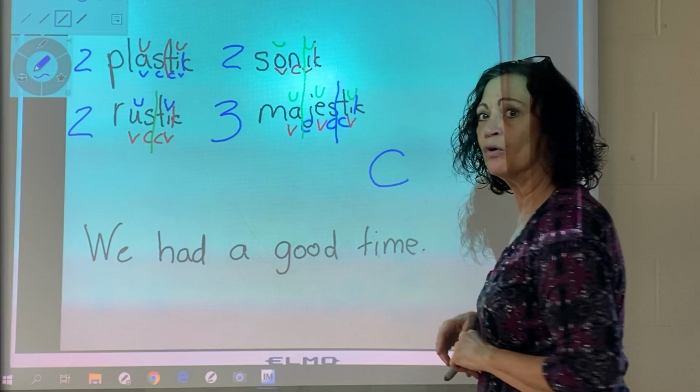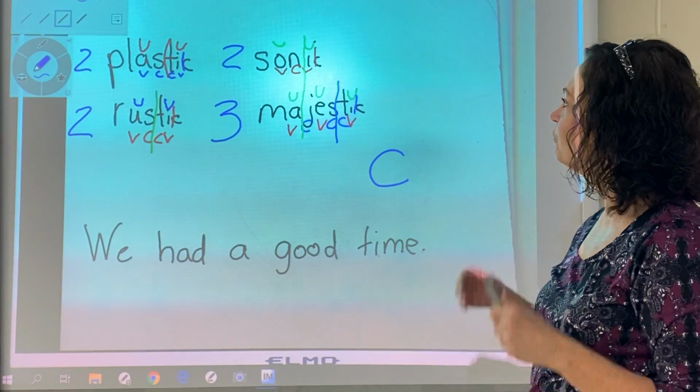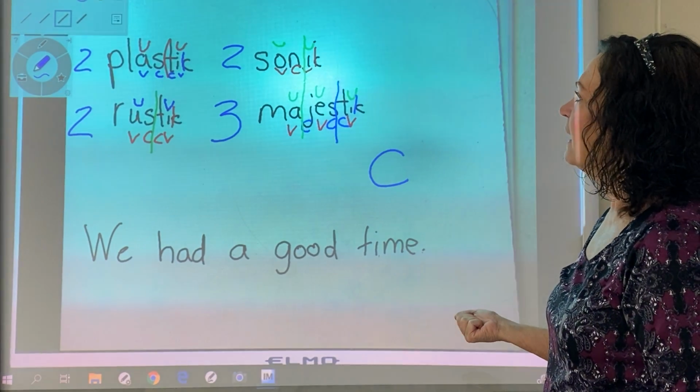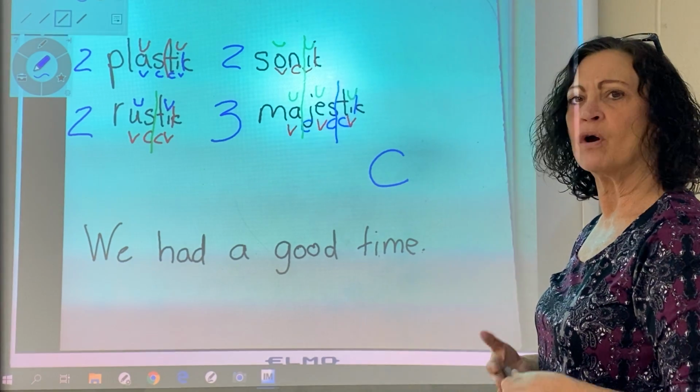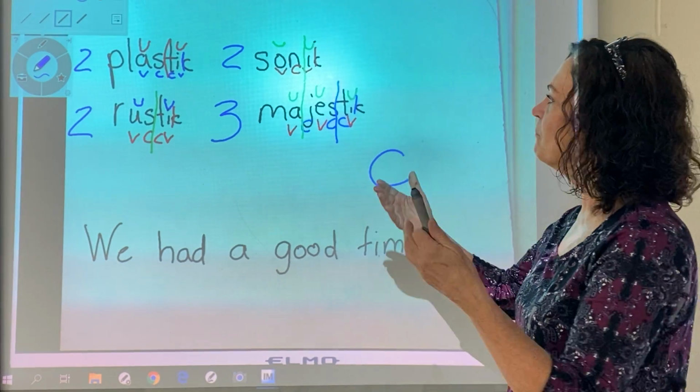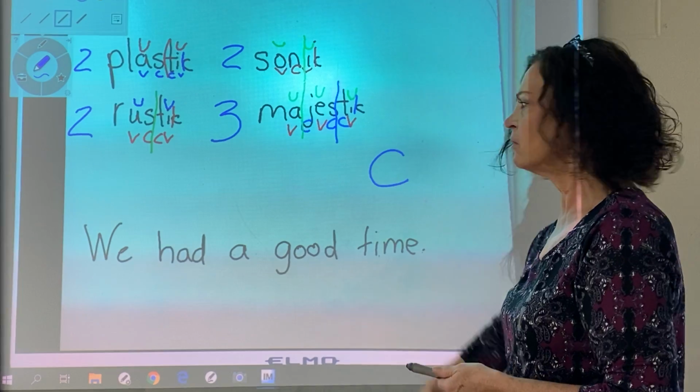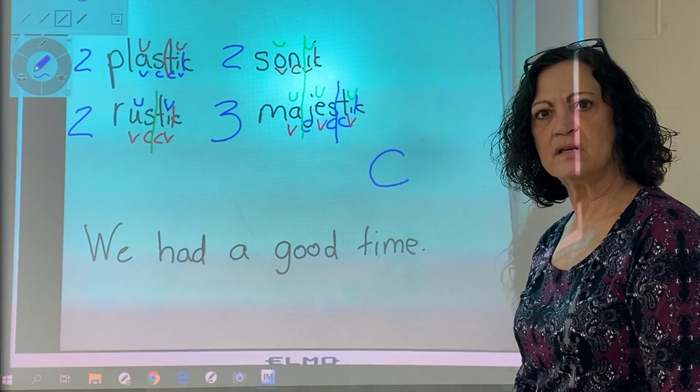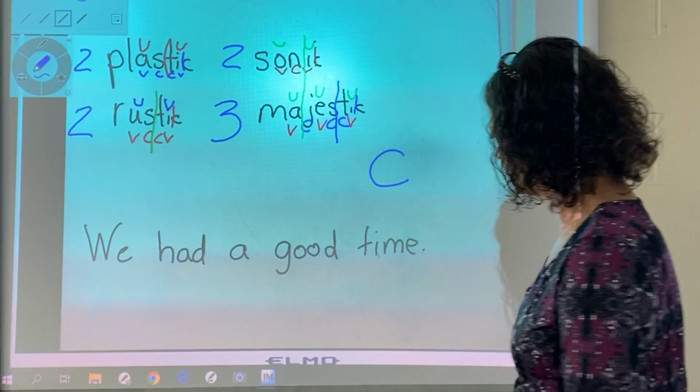So there's a new rule. Short vowel word, we use the CK. Long vowel word, we use the K-E. And a word of more than one syllable, we use the C. Sheesh. It's a good thing I've got them on the board for us.